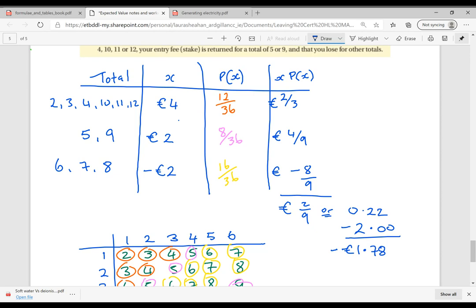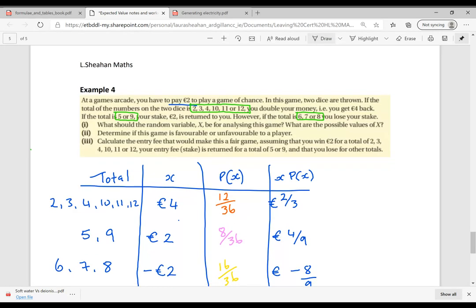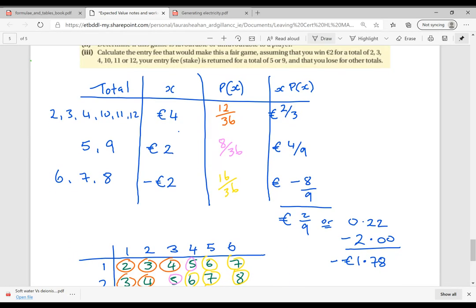Okay, so from playing this game, again, just to explain what that minus 1.78 means, that for a large number of people playing this game, you would expect that per person they would lose 1.78. Okay, now remember, people will win this game. People will win the €4, they'll get their money back, and they'll lose the €2. But on average, okay, for a large number of people playing this game, that you would expect to be up. So the person that designed the game would expect to win back €1.78 from each person that plays the game.